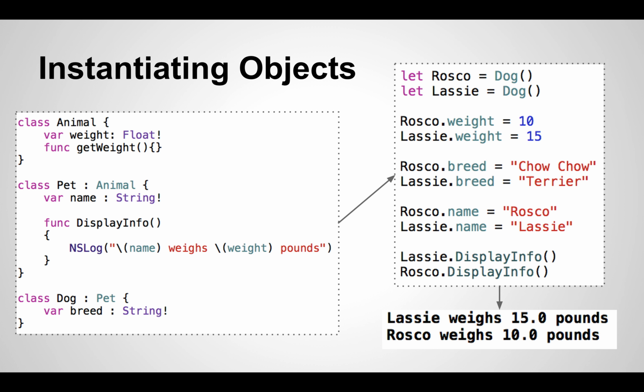We do Roscoe.weight equals 10, Lassie.weight equals 15, and we change the breed. Roscoe's breed is Chow Chow, Lassie.breed is Terrier, and then we change the name. Roscoe.name is Roscoe, and Lassie.name is Lassie. And then, finally, we do Lassie.displayInfo. We are calling the action or the method from the Pet, the displayInfo. And as you can see below, this is what you see in the console. Lassie weighs 15 pounds, and Roscoe weighs 10 pounds.